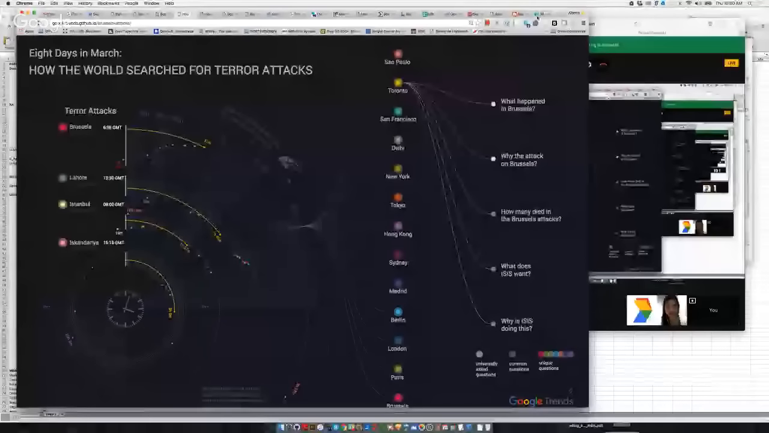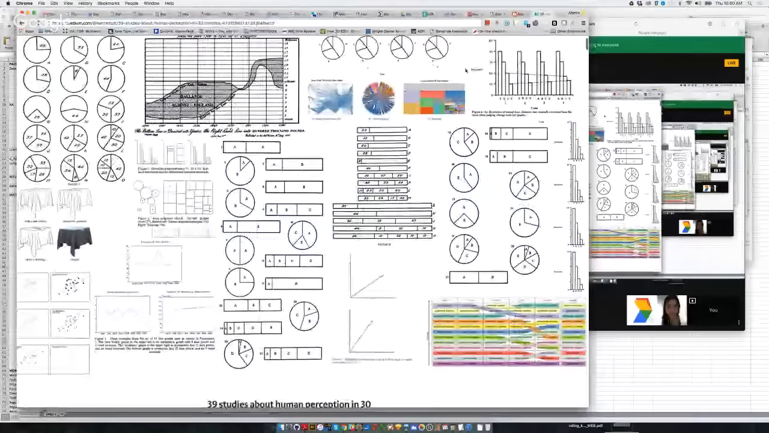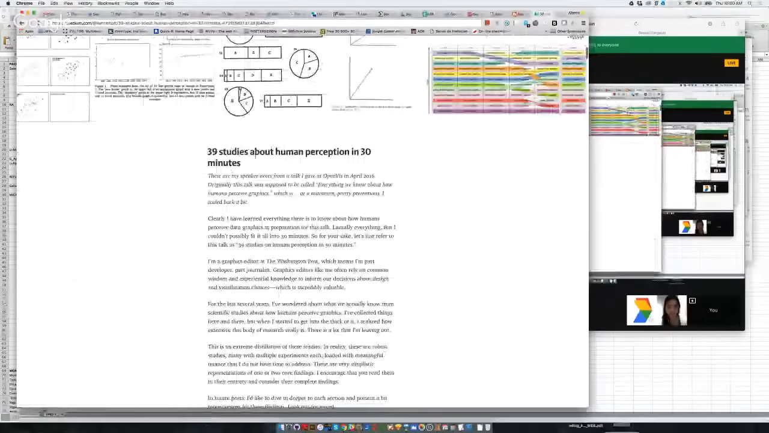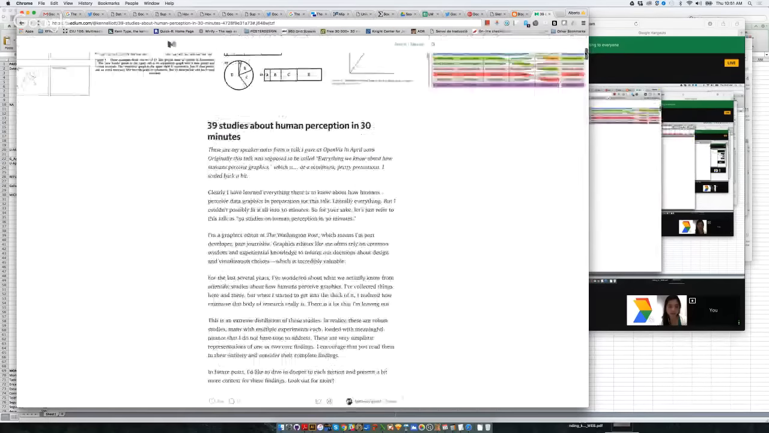I mean, it would take forever to discuss this research, but there is a blog post that was written recently by Kennedy Elliott, who works at the Washington Post. You can find it on Medium. It's titled 39 Studies About Human Perception in 30 Minutes. This is based on a talk that Kennedy gave at the OpenVis conference, and she links to tons of research papers about visualization.